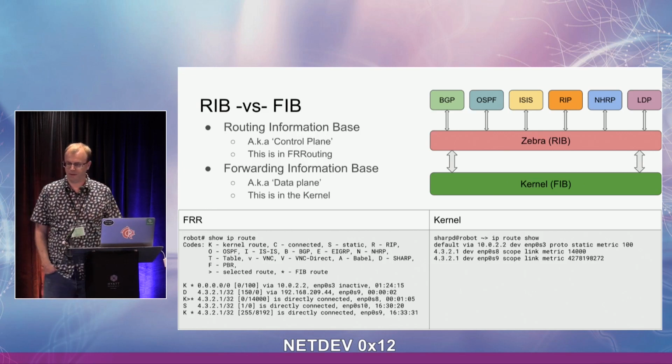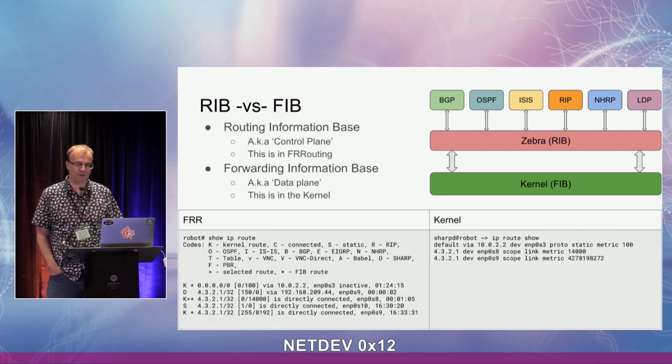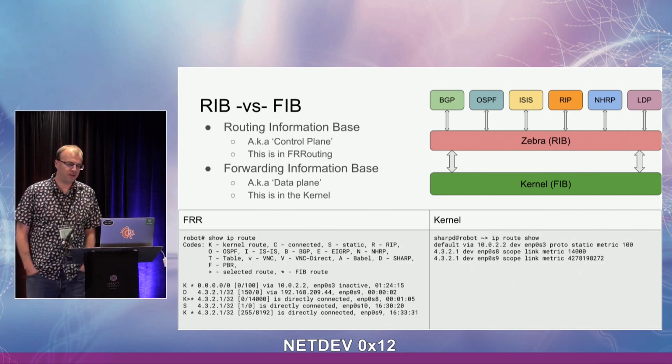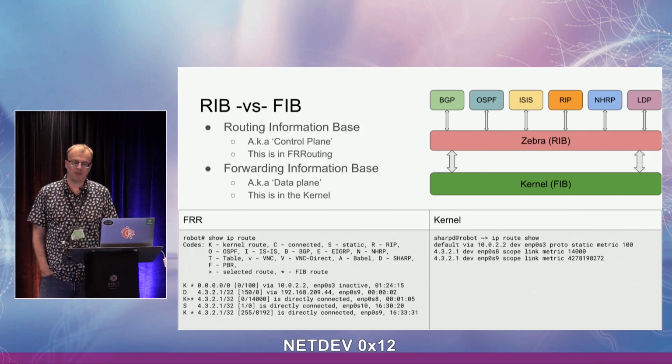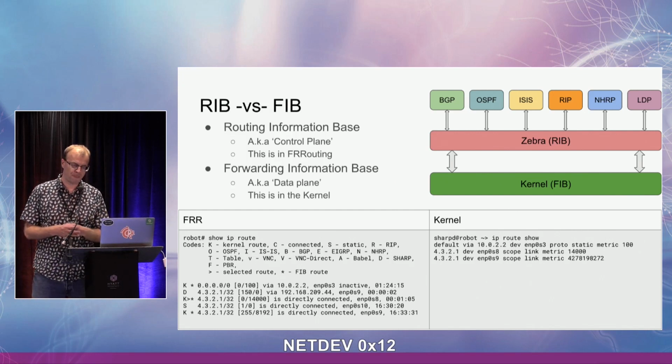One of the other subtle differences between the Linux kernel and Zebra is this idea of a RIB versus FIB. So a RIB is a routing information base. It's commonly called a control plane. This is what FRRouting does. That's what Zebra actually does. Zebra is in charge of the RIB. It makes decisions about what gets installed and how it's installed.